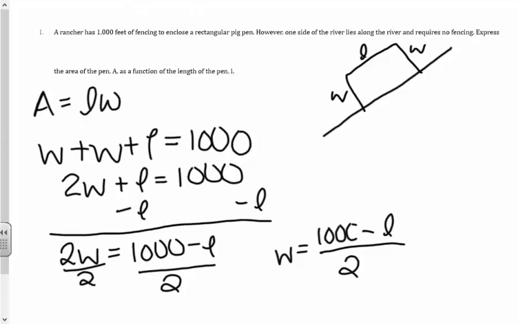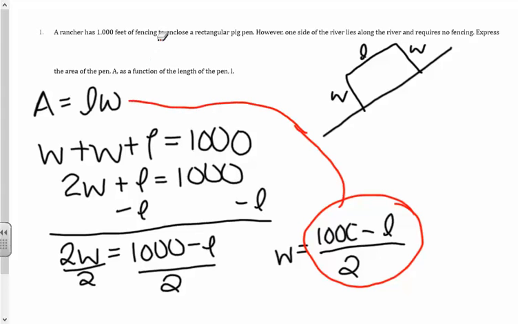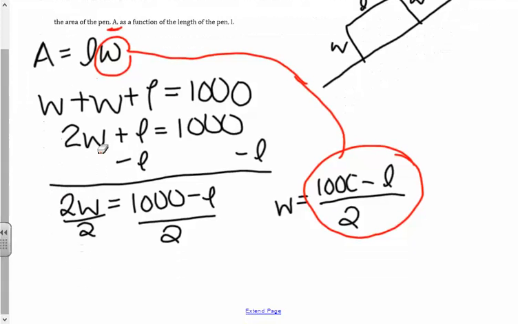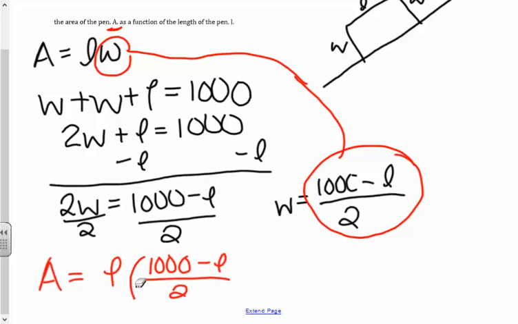And what I'm going to do is take this version of W and substitute it in here, because my goal is to find the area, and here's my area. So what I'm going to get is that the area is the length times the width, or L times (1,000 minus L) over 2. You could certainly make that look prettier, but this is quite alright with me if that's the way you want to leave it.